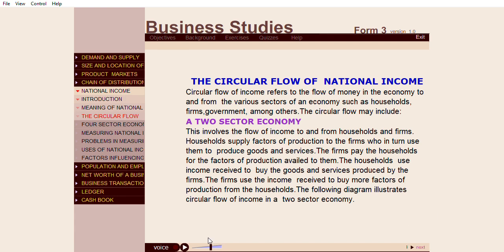Households supply factors of production to the farms, who in turn use them to produce goods and services. The farms pay the households for the factors of production availed to them. The households use income received to buy the goods and services produced by the farms. The farms use the income received to buy more factors of production from the households. The following diagram illustrates circular flow of income in a two-sector economy.